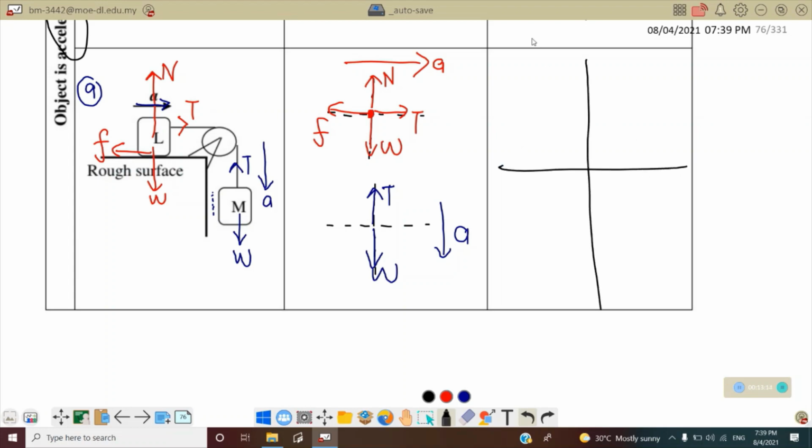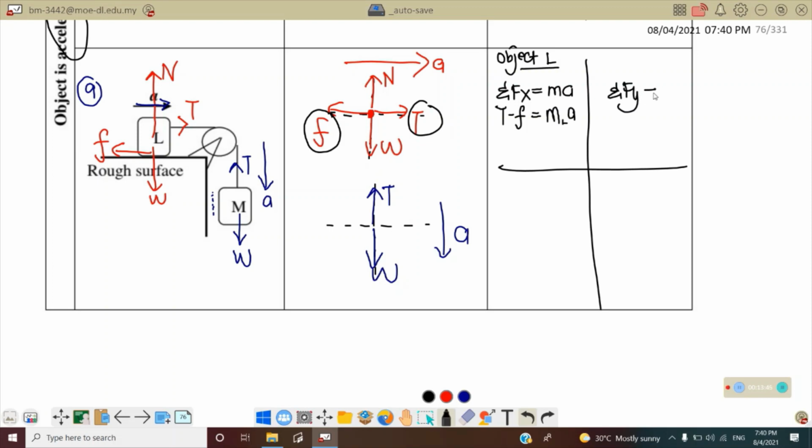So again, for object L, Fx equals ma, and a is not 0 because the question says the object is accelerated. Because the motion is to the right, the tension is greater. Tension minus friction equals m for object L, times a. Okay, for the y component, the resultant of Fy equals ma. Because for object L, there is no motion acting upward or downward, the y component is equal to 0. Therefore, normal minus weight equals 0, or we can write normal equals weight for object L. So this is our second equation.